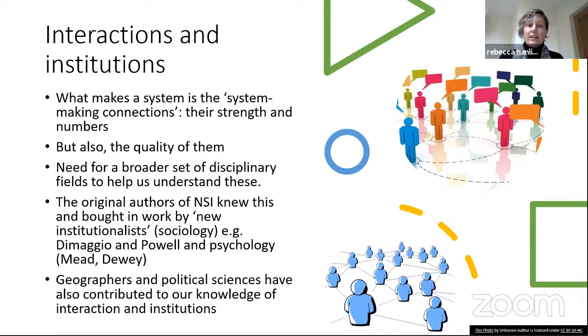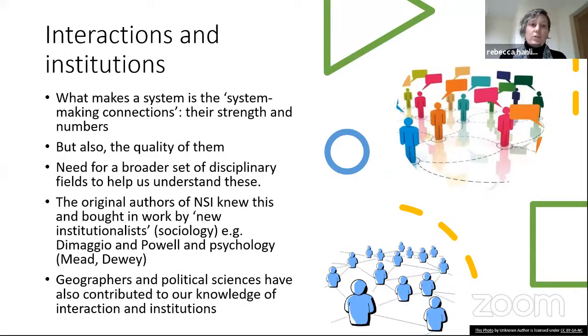And one of the reasons that we do that is because we focus on a significantly broader set of literature and disciplinary fields. The original authors of this field, some of whom are with us today, are aware of that and utilized literature from sociology, from psychology, from political science. And today we have a number of different disciplines within the area. And we need to utilize those disciplines more in order to make the most of this concept.